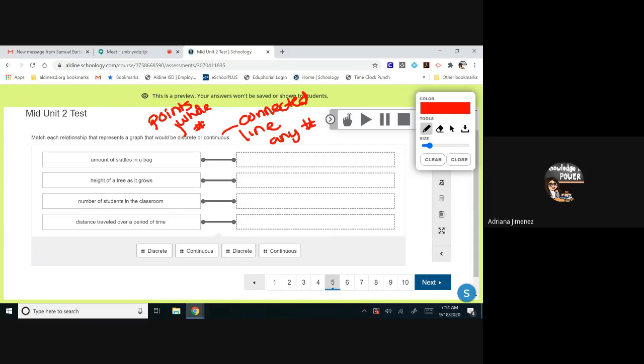All right. So which one of those answer choices, those columns on the left, can you only use whole numbers for? So when you do a bag of Skittles, are you only going to have whole Skittles? When you do the height of a tree, can you measure the tree?